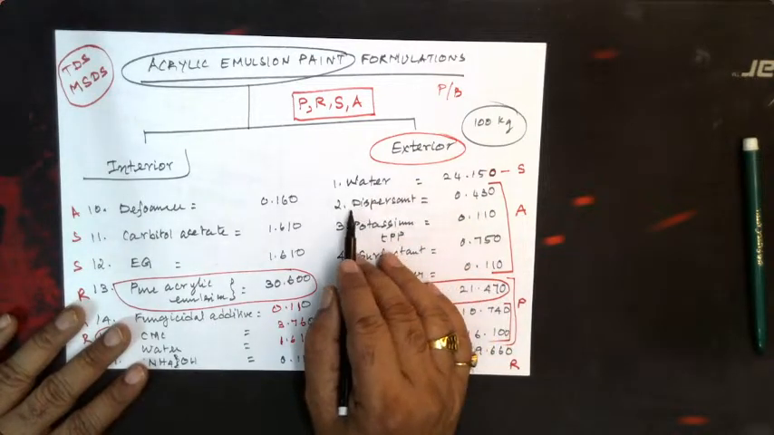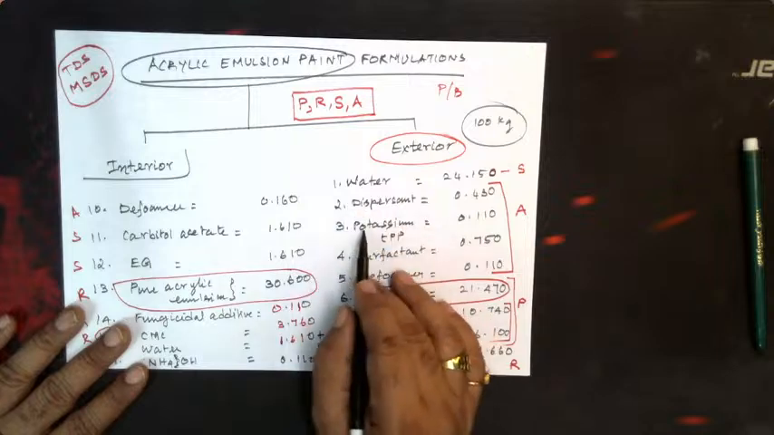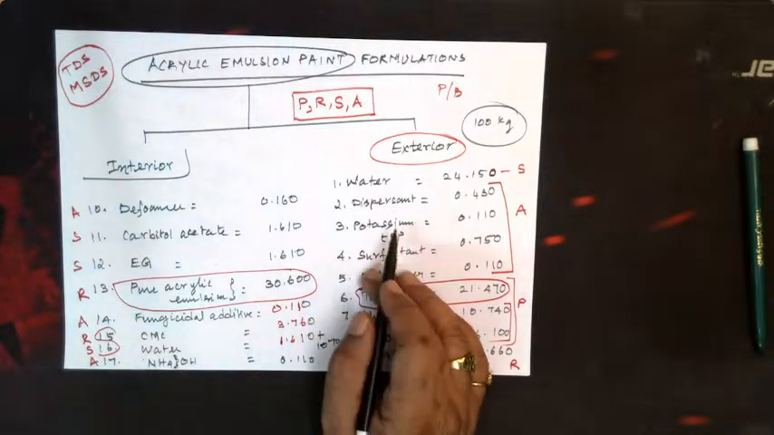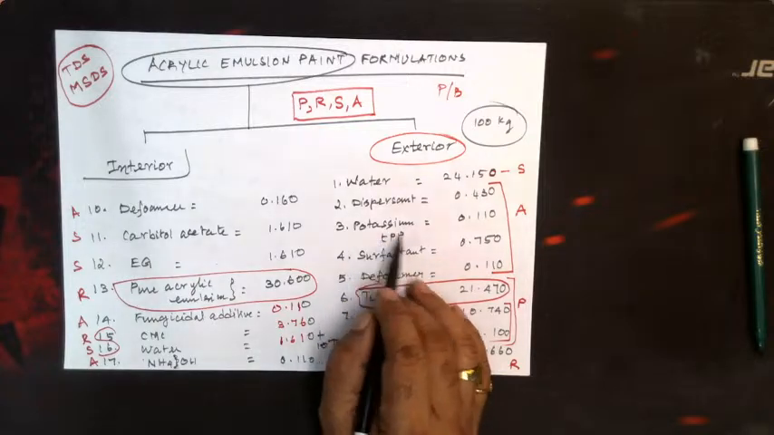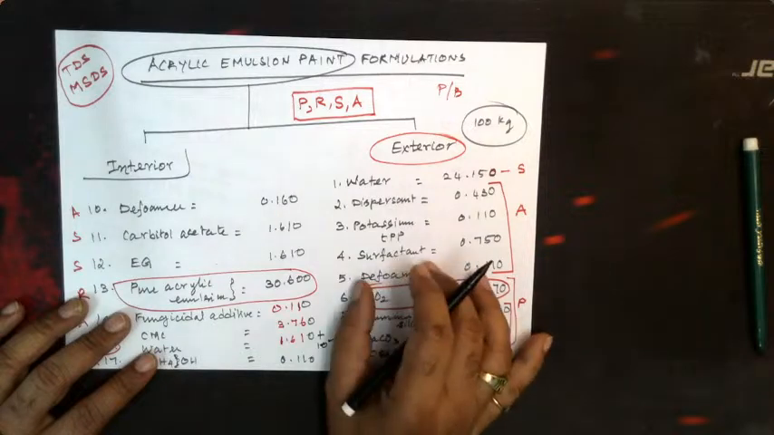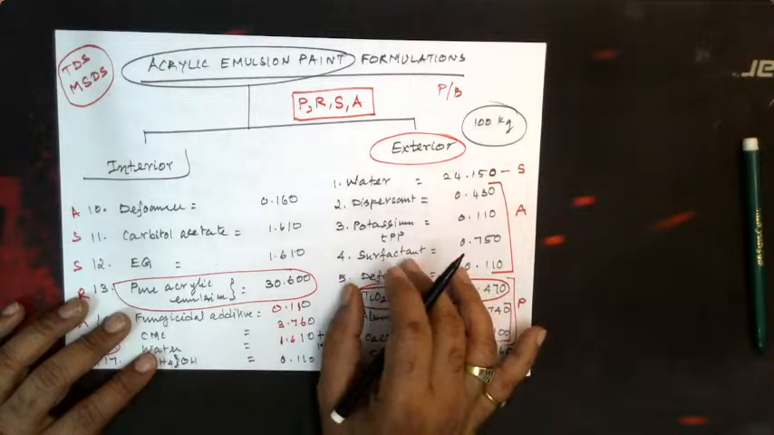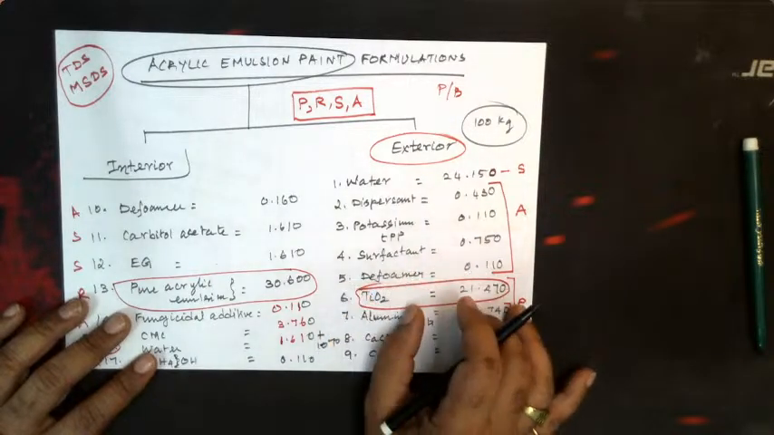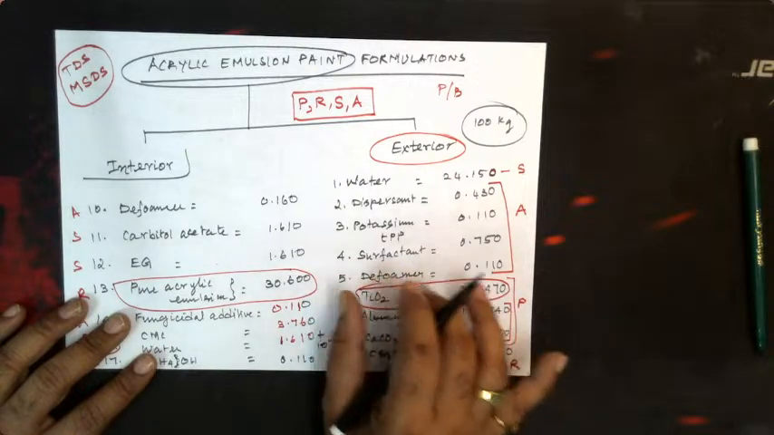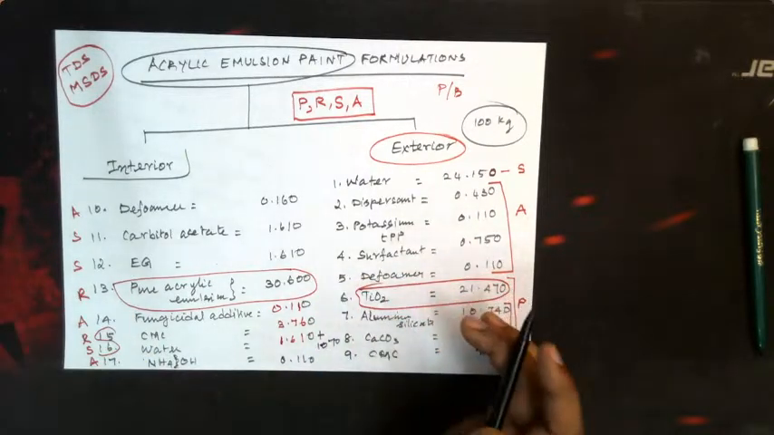Then dispersant, this is an additive. Dispersant means a dispersing agent, and then you should have potassium tripolyphosphate. Surfactant you have to add. This can be a wetting agent as well as an anti-settling agent. Otherwise you can have two different varieties, or there are some 2-in-1 surfactants also available.